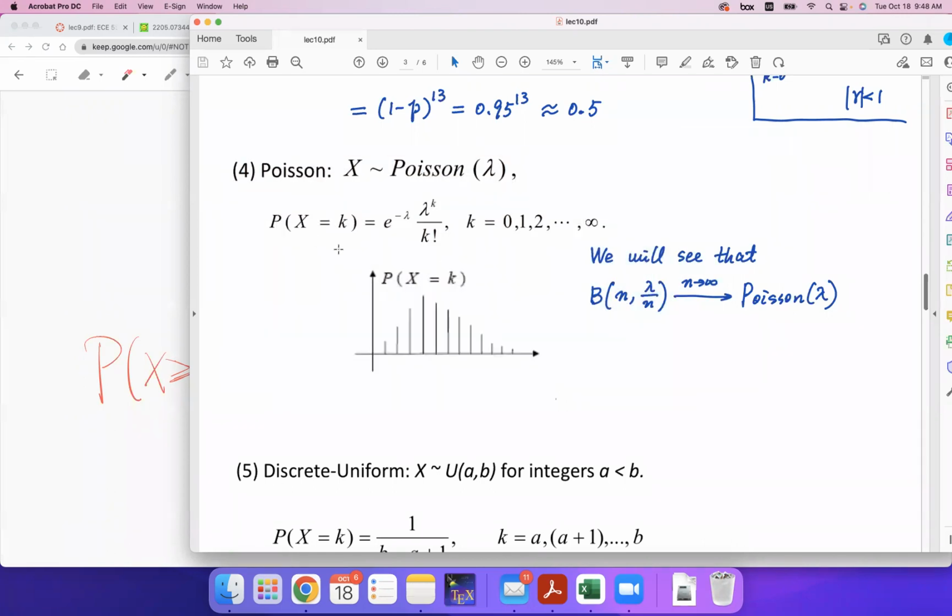And if you sketch the PMF of this discrete random variable, it looks like an increasing function up to some point and then decreases. And we will see that this lambda controls both the mean and the variance of this random variable.